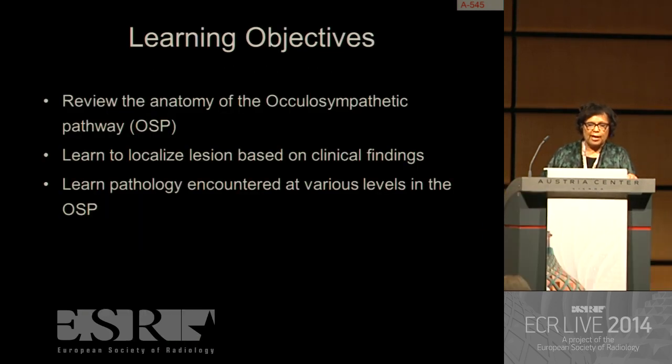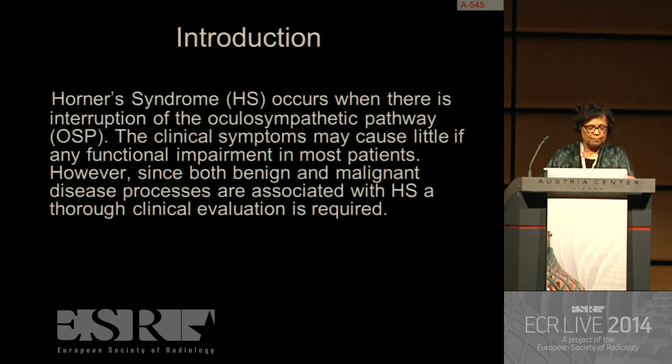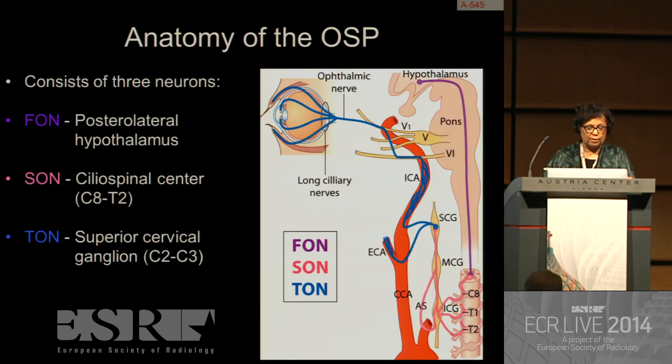We're going to review the anatomy of the ocular sympathetic pathway, learn to localize lesions based on clinical findings, and then become familiar with some of the lesions that we can commonly encounter along the course of the ocular sympathetic pathway. Now, Horner syndrome occurs when there's interruption of the ocular sympathetic pathway, and the clinical symptoms may cause little, if any, functional impairment in most patients. However, since both benign and malignant disease processes are associated with Horner syndrome, a thorough clinical examination is required.